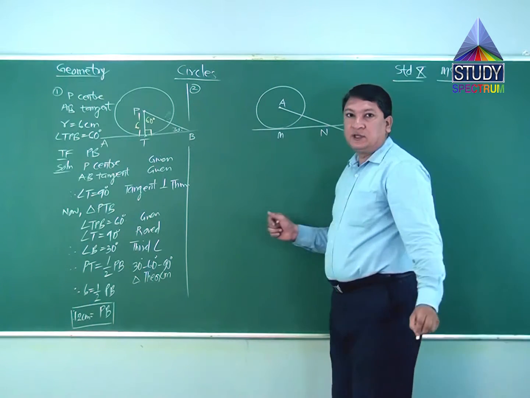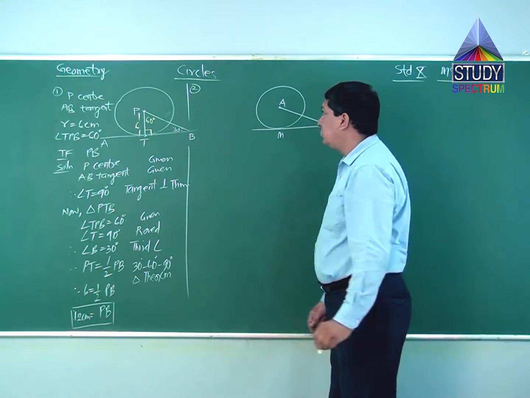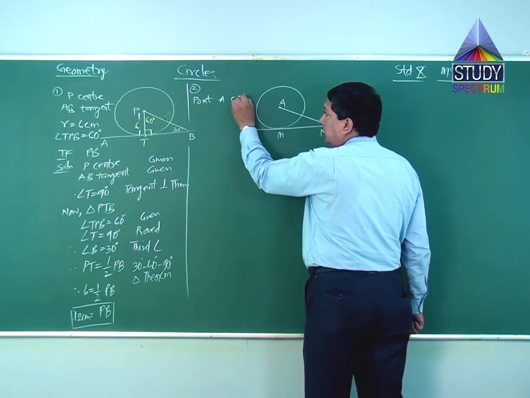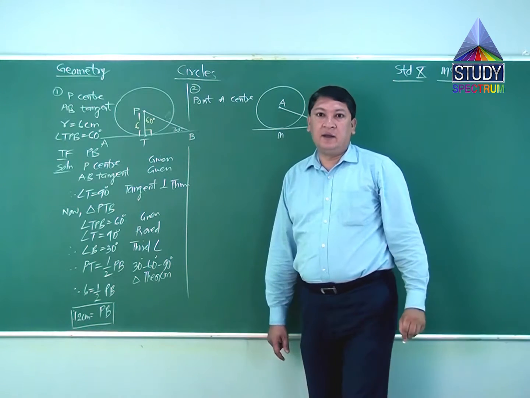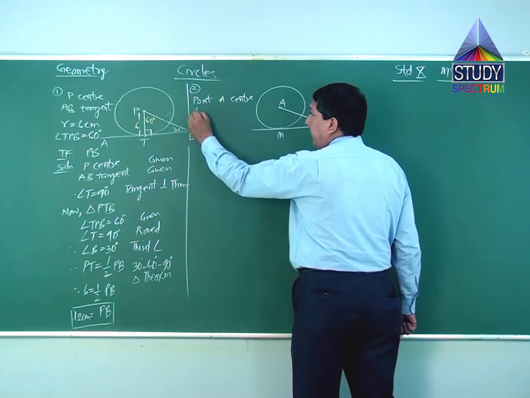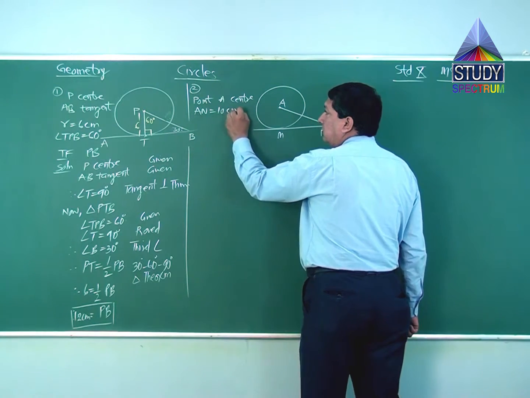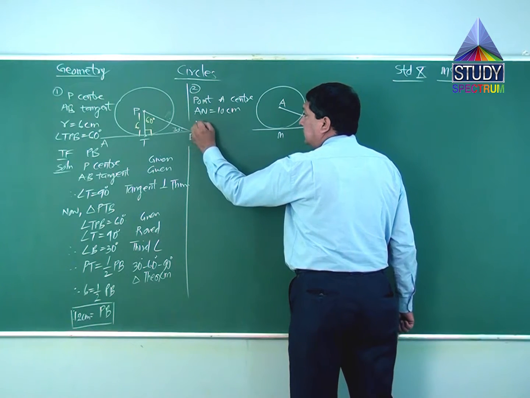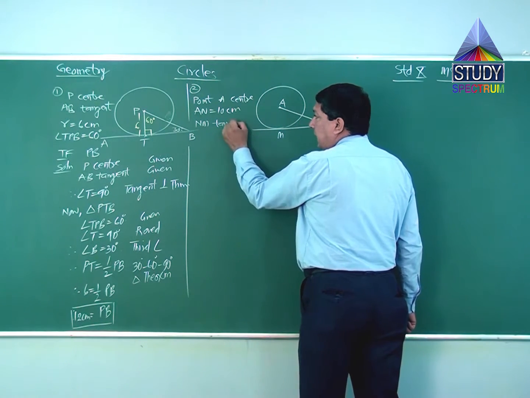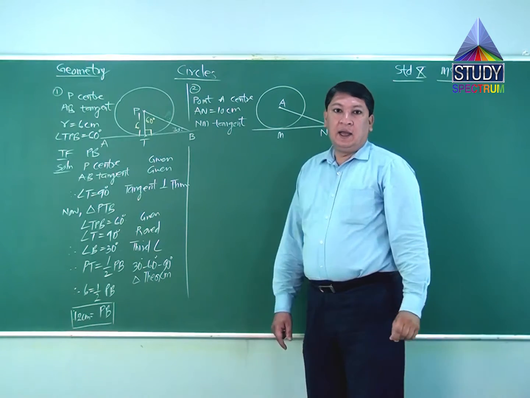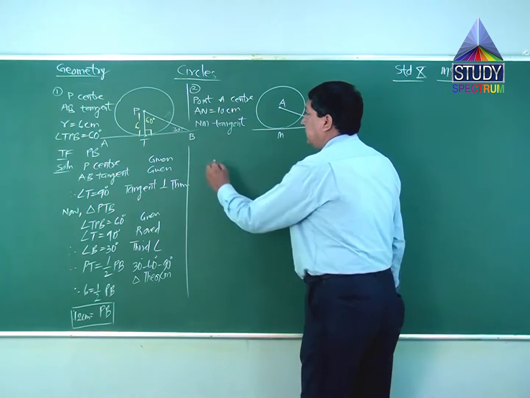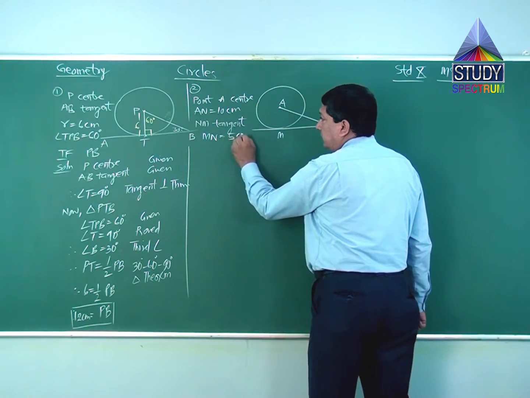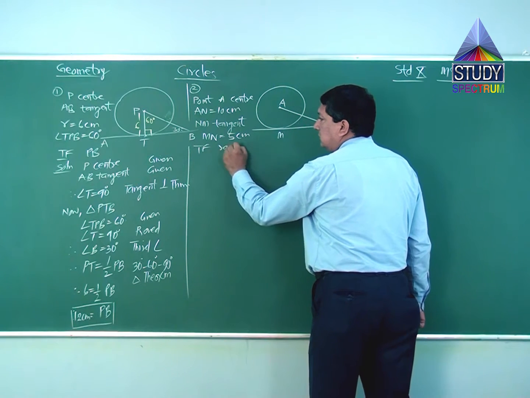Now, things which are given to us: point A is the center of the circle. I'll write down point A center given to us. Then after that, AN is equal to 10 centimeter, values also given to us. NM is a tangent, given to us. We need to find out the radius. The value of MN is given to us as 5 centimeter. We need to find out the radius.